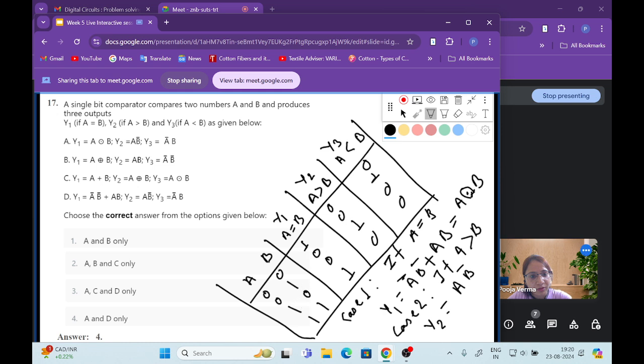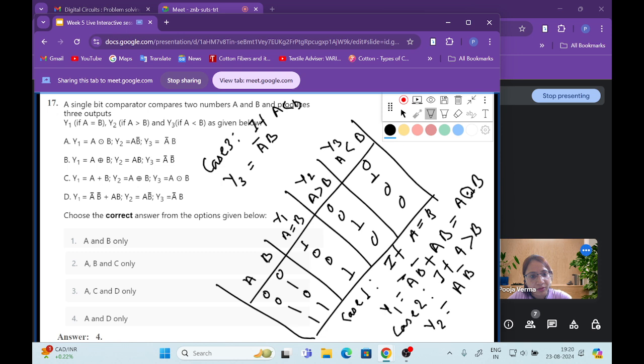Now the third case, I am writing it here. Case 3, if A is less than B, then what will be the output? That is y3. Y3 is 1 at this place, second row. So that means A dash B. Right? Now we have got y1, y2 and y3. y1 we have got A XNOR B, y2 we have got A B dash and y3 A dash B.